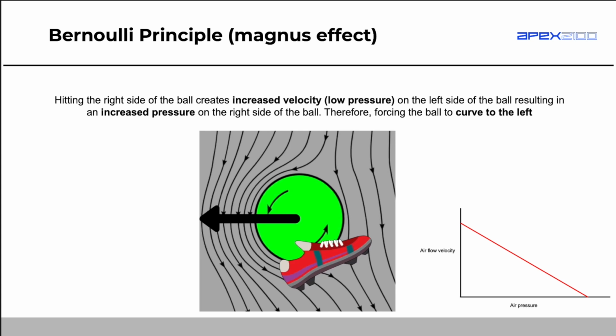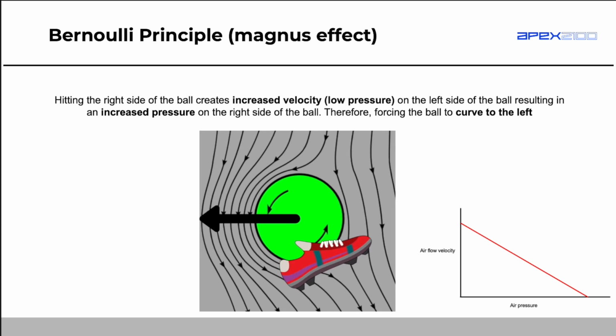In terms of soccer, we also see the same thing. If you hit the right side of the soccer ball, it creates increased velocity and low pressure air on the left side of the ball, resulting in increased pressure on the right side of the ball, therefore forcing the ball to curve to the left.